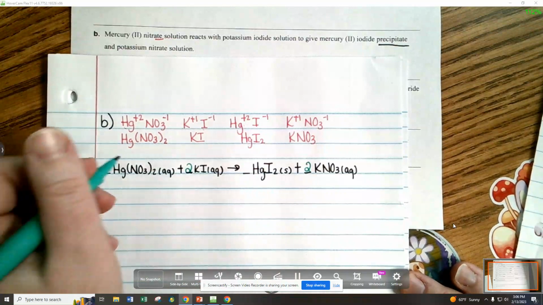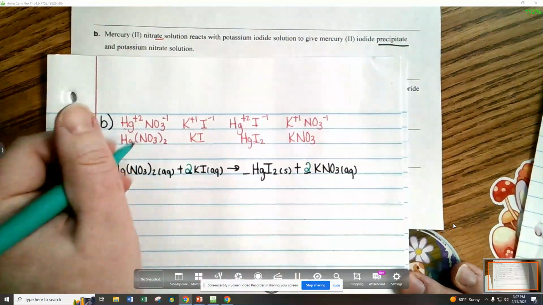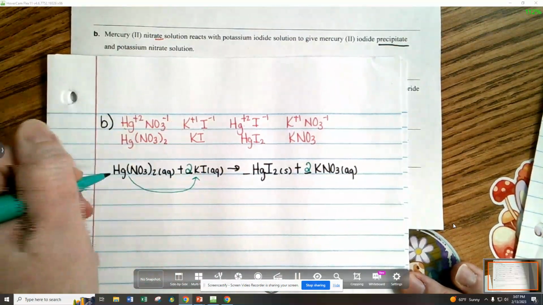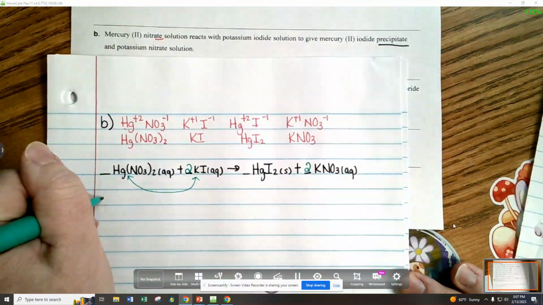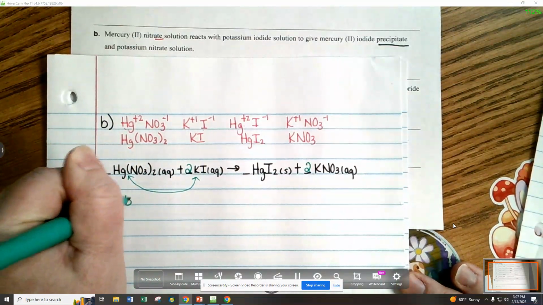As a reminder for reaction type, I can see both reactants are compounds, and what really took place here was an exchange between the potassium and the mercury. This is a double replacement reaction.